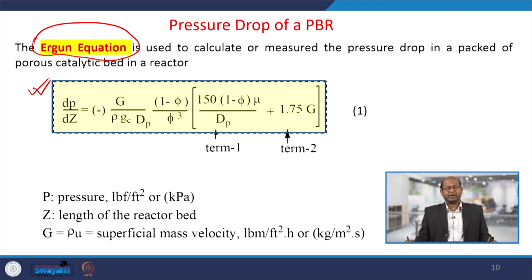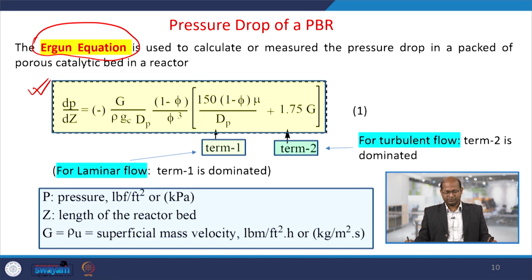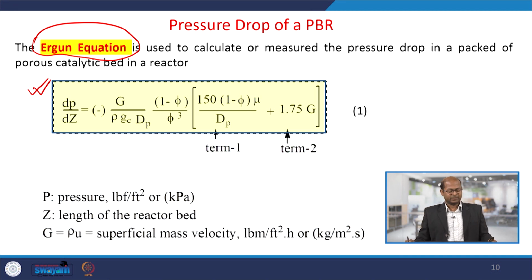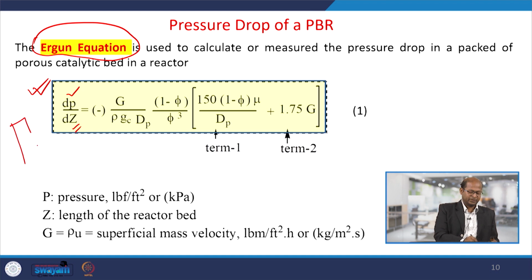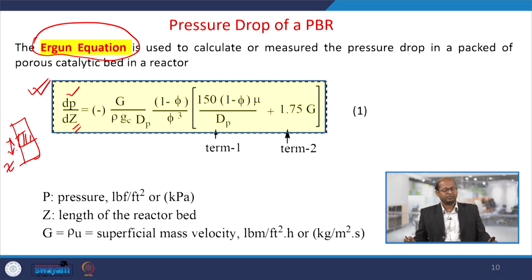So, the packing or catalyst material is there. Here P is the pressure, Z is the length. If this is the catalyst bed, we can express it in terms of length, that is, the height of the bed within which the catalyst material is placed. So dP by dz is the change of pressure along the length.